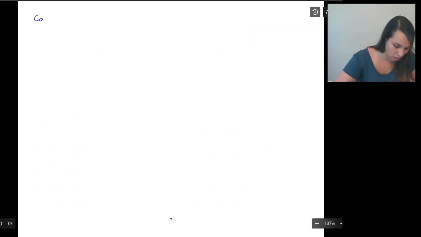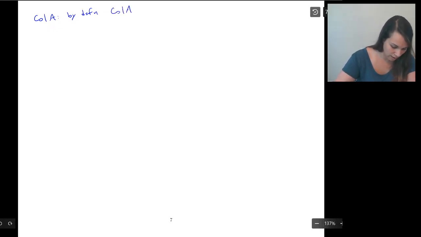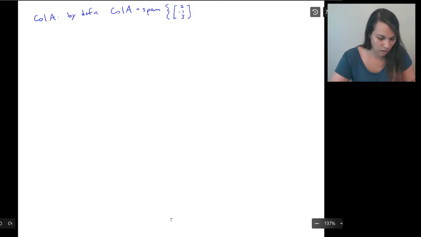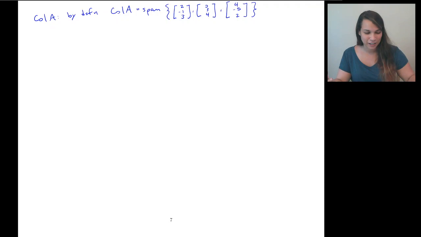Now let's do the column space. By definition, we have col A is just the span of, let's see, the columns of A, which was 2, -1, 3, and 0, 3, 4, 4, -5, 2. But is there a more interesting way to talk about this? Because that doesn't really seem that enlightening.